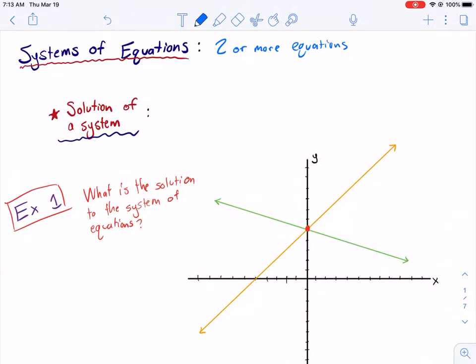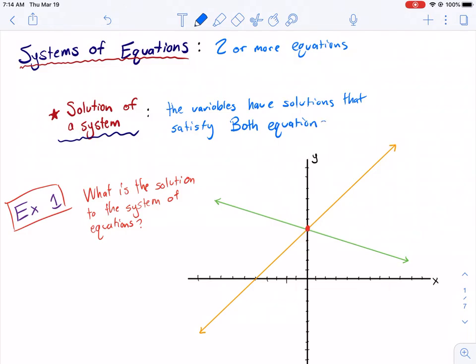So what does it mean when we have a solution of a system? If we're pairing two equations together, the solution is where the variables have, not are, have solutions that satisfy both equations.